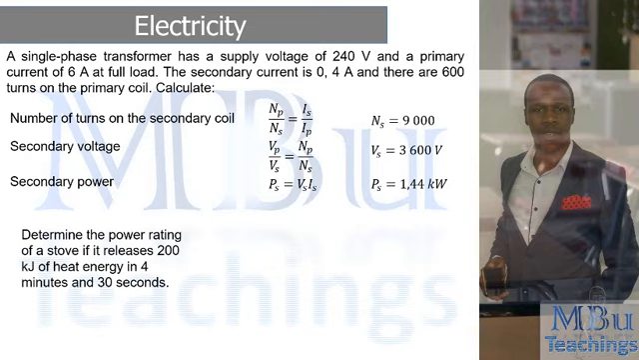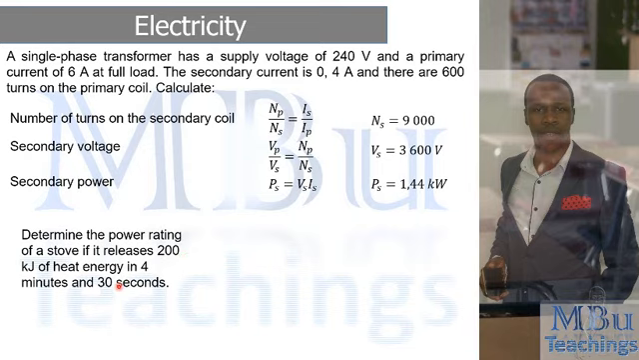We have that statement, and then we are asked to calculate these. Okay, let's read the question. I think this is the final question for it. Determine the power rating of a stove if it releases 200 kilojoules of heat energy in 4 minutes and 30 seconds. So this is the time, 4 minutes 30 seconds. This is the amount of energy. So that's energy, that's time.